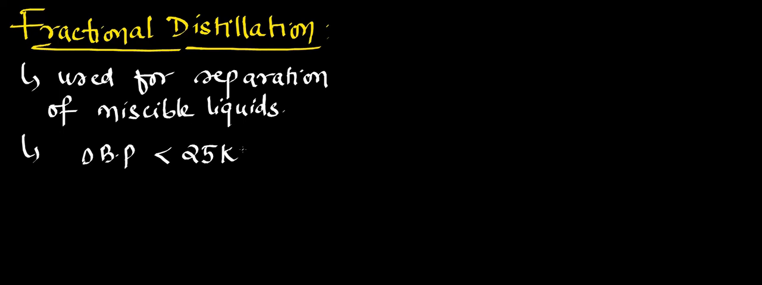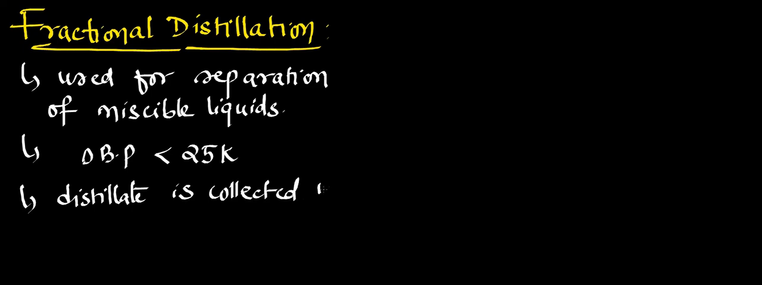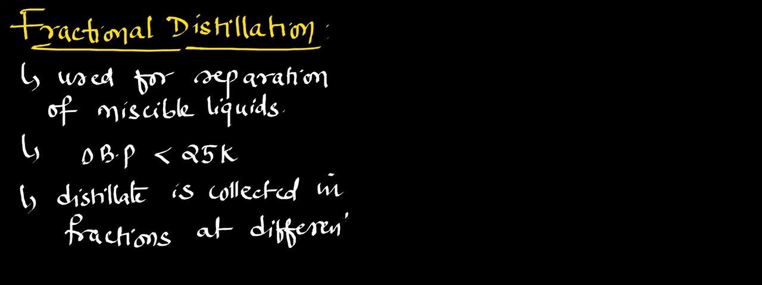But what is the difference? In simple distillation, the liquid components have a difference of boiling points more than 25 Kelvin, whereas in fractional distillation, the difference in boiling points is less than 25 Kelvin. And why is the word fractional used? Because the distillate is collected in fractions at different temperatures.